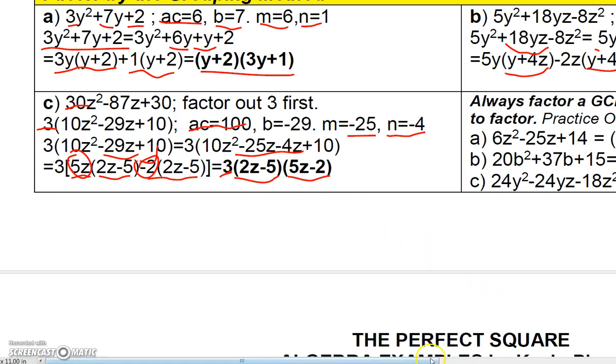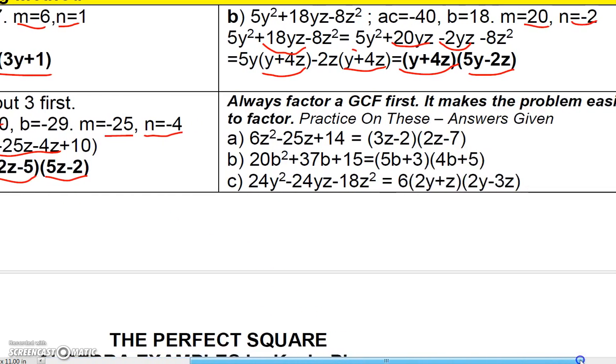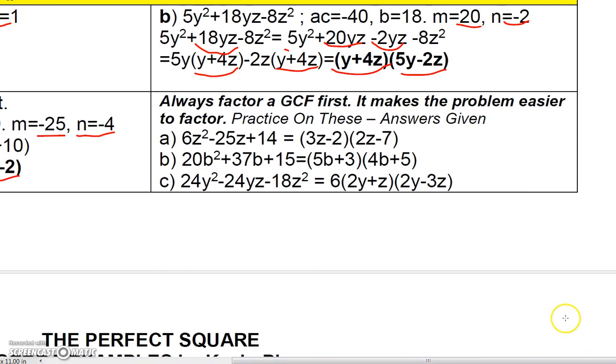Okay? Now before you go, you might take a look at these. You can practice on these if you want to. I've given you the answers there. So what you might do is just freeze the video and then practice on factoring these by the grouping method. Now on the third one, you're going to have to factor out the greatest common factor first, and then you can factor what remains with the grouping method.